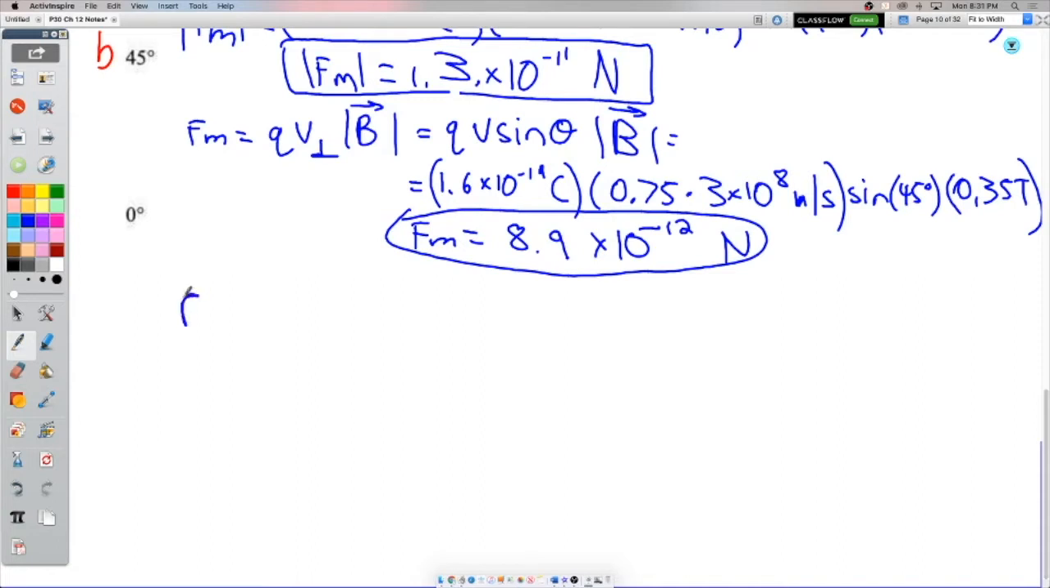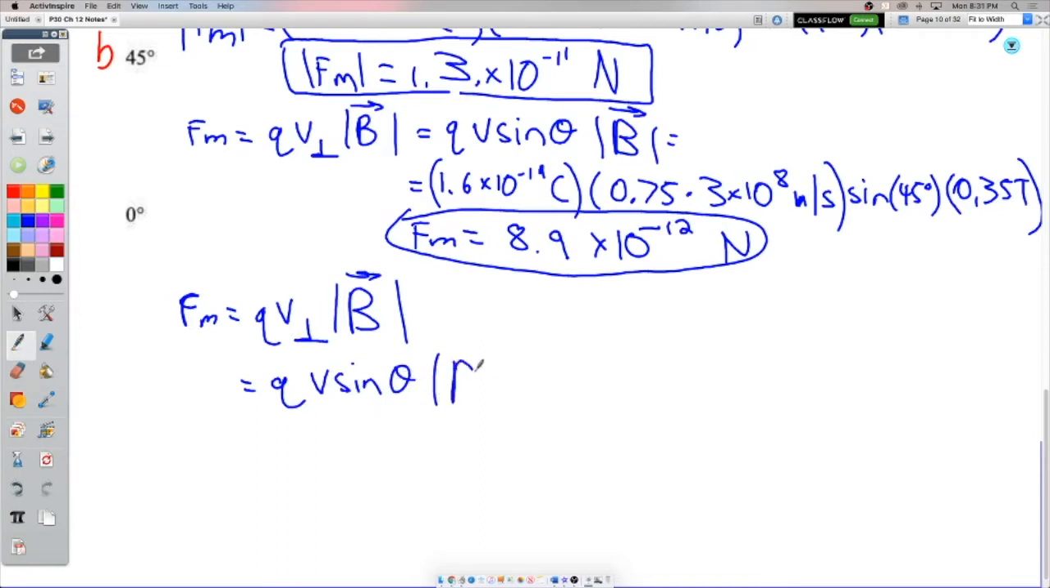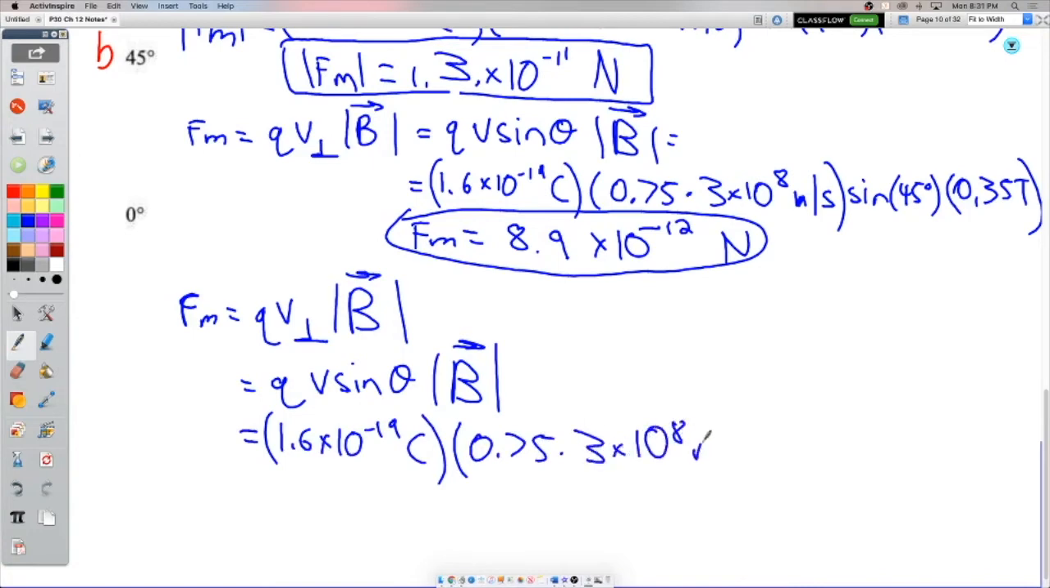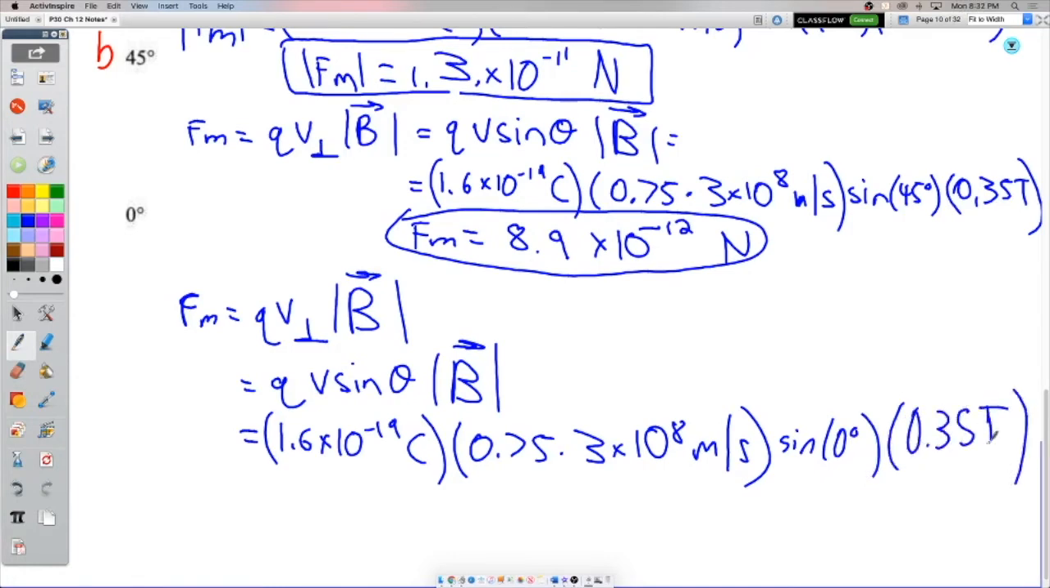Again, Fm, the magnetic force, is going to be equal to Q times the perpendicular component of its velocity times the magnetic field strength. If we want, we could just say now that the perpendicular component is 0, but if we want to be really rigorous, we could say Q times V sine theta times B, which is 1.6 times 10 to the negative 19 coulombs, times still 75% the speed of light in a vacuum. Okay, this electron's going pretty quick. Times sine theta, so sine of 0, which again is going to be 0, times B, 0.35 Tesla. And if you want to check my work and plug it in your calculator, you can, but I'm telling you, it's going to be 0 newtons.